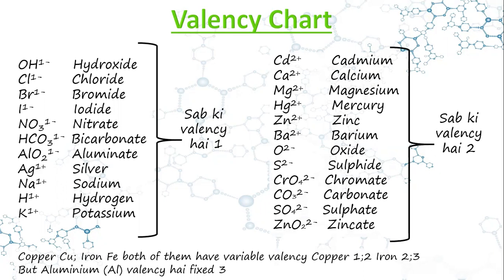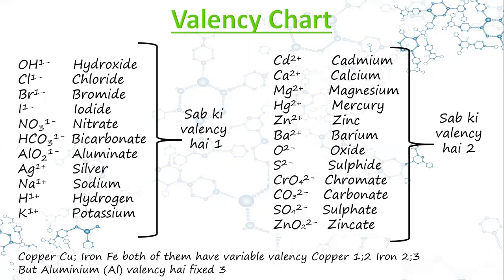Copper Cu, iron Fe, both of them have variable valency. Copper 1, 2, iron 2, 3, but aluminium Al has a fixed valency of 3. So see students, how we study the valency chart in a fun way. We sing it along, but at the same time, we study it as well. So students, this is the valency chart.